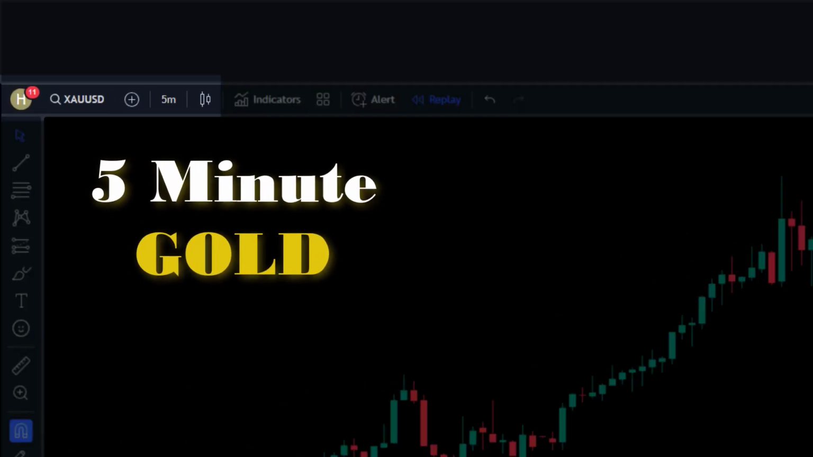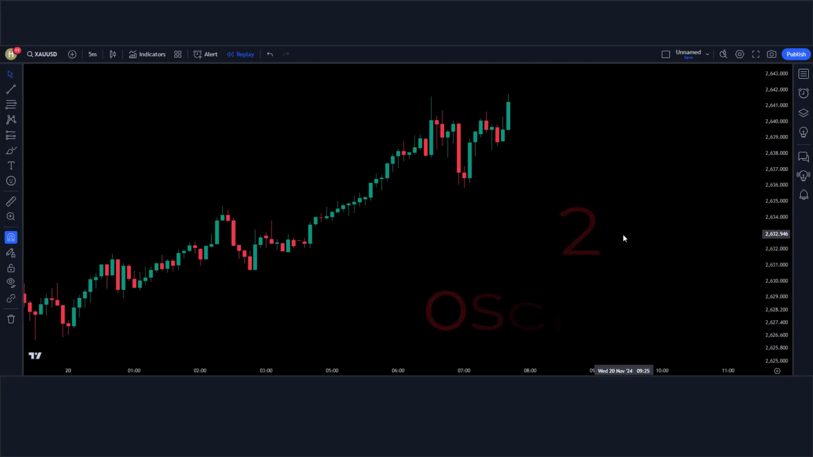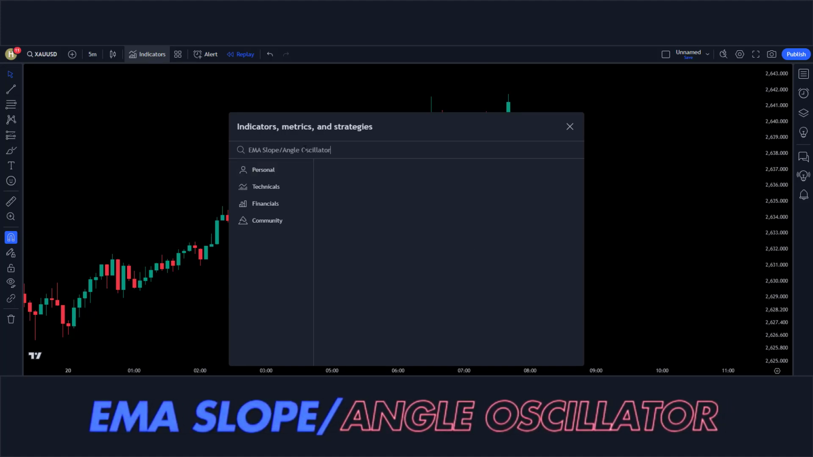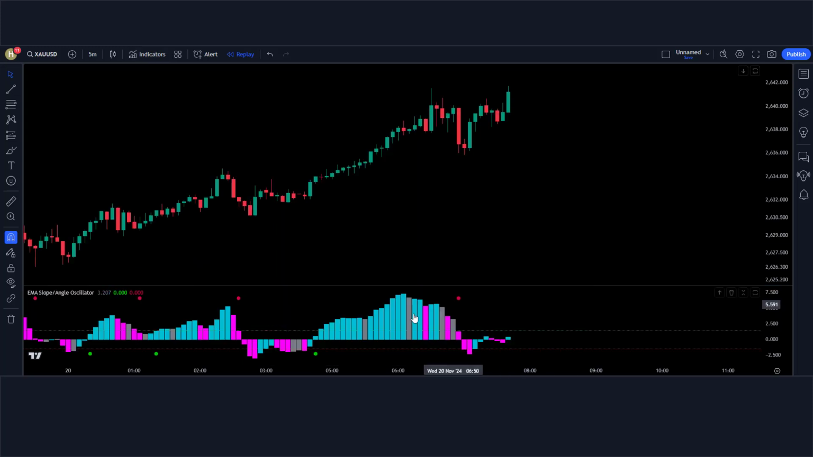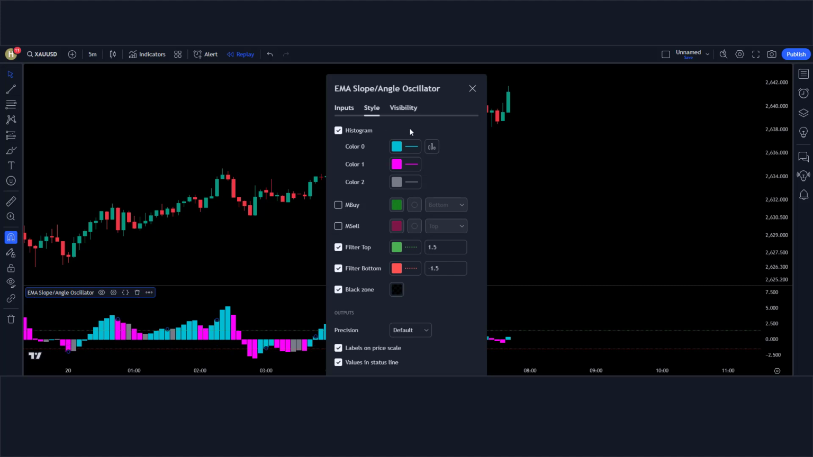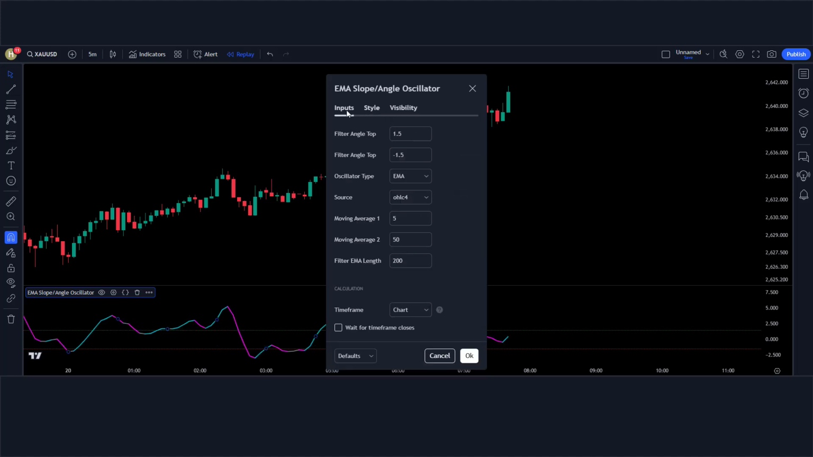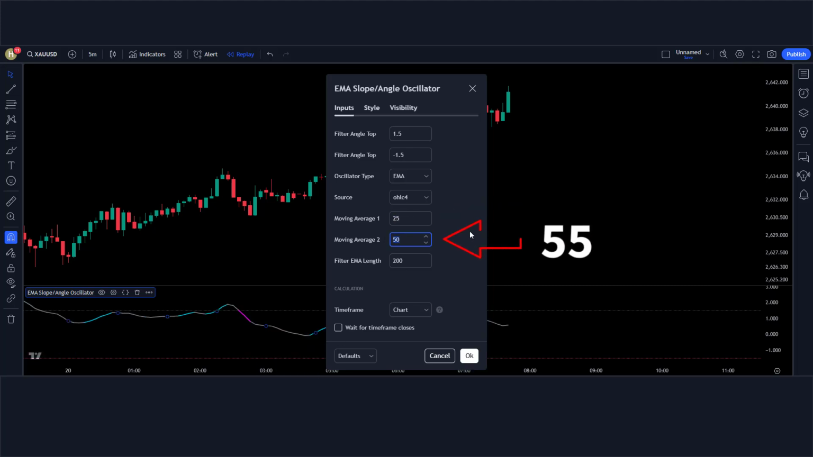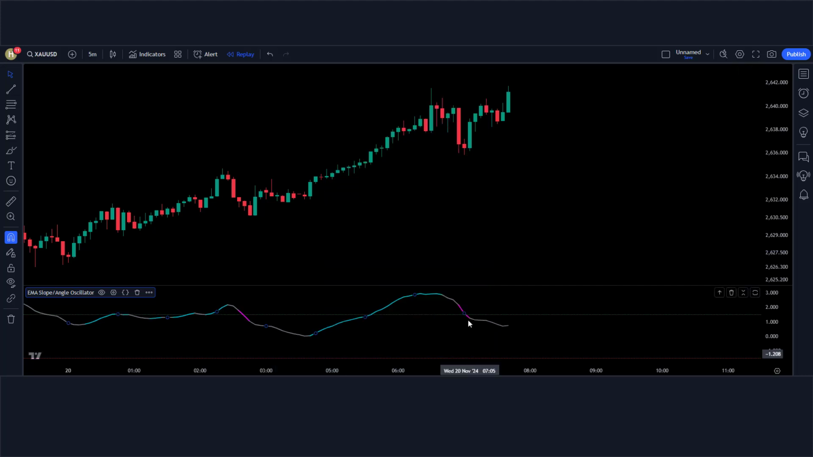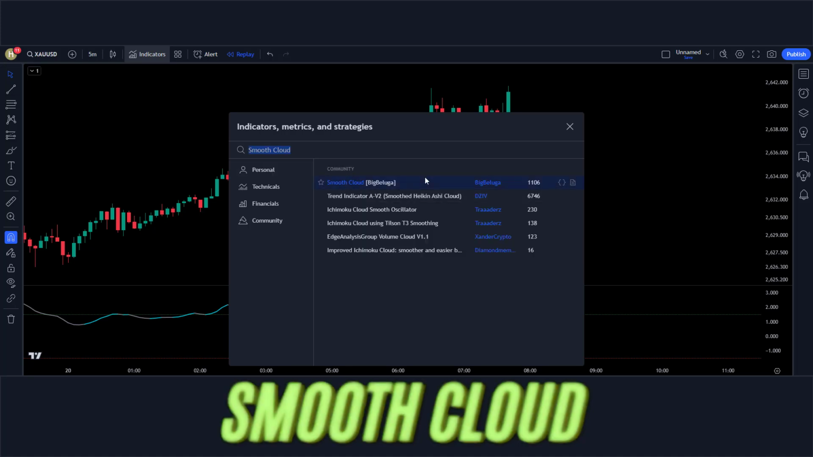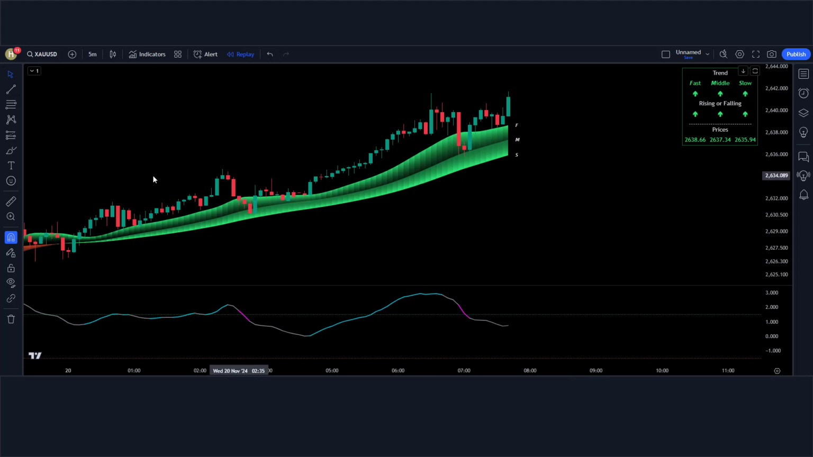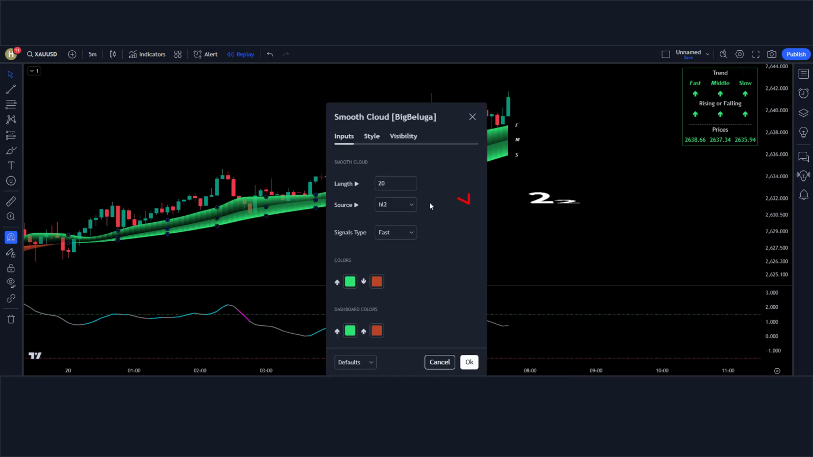We are going to test this strategy on a 5-minute frame and gold chart. In this setup we would require two oscillators. First indicator name is EMA slope/angle oscillator. Keep the indicator setting as I have shown here. Second indicator name is smooth cloud. Keep the indicator setting as I have shown here.